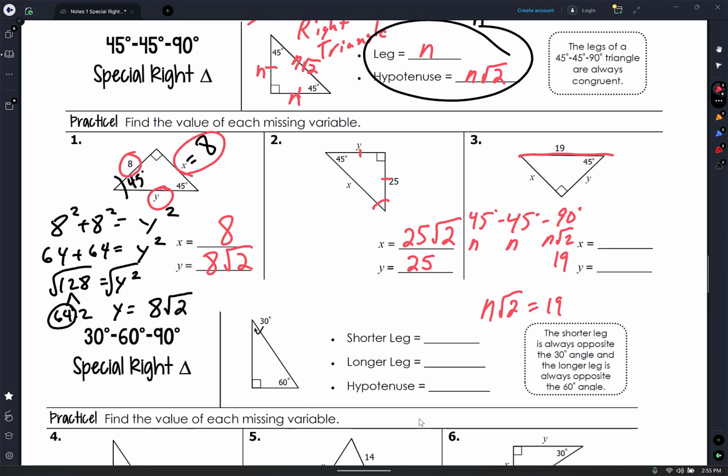I'm trying to get n by itself. This is n times square root of 2. So how do I get n by itself? I got to divide by square root of 2. I heard someone say it. So that means that n equals 19 over square root of 2. That's correct. That's a correct answer.